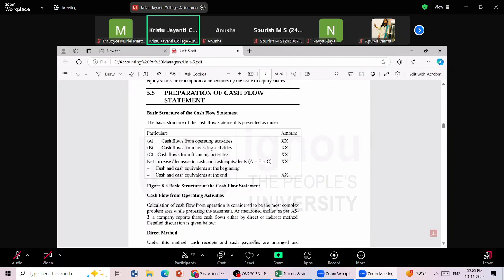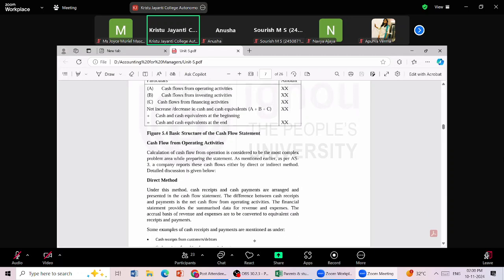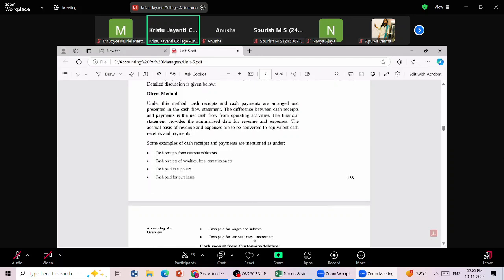Cash flow from operating item. Under that there are various subcategories, and cash flow from investing item, cash flow from financing item. You are adding all together, and the opening cash, or the cash you have at the beginning, you can add. So what you get will be your closing cash.